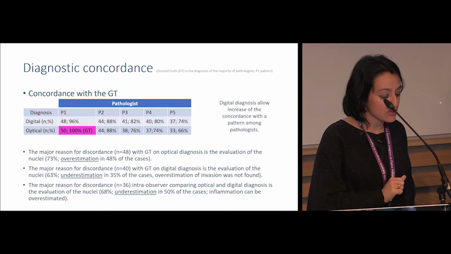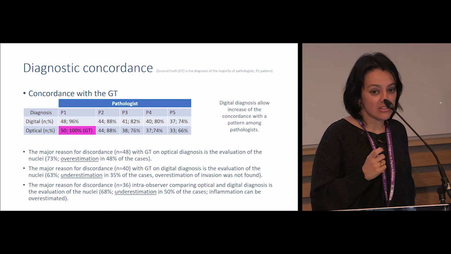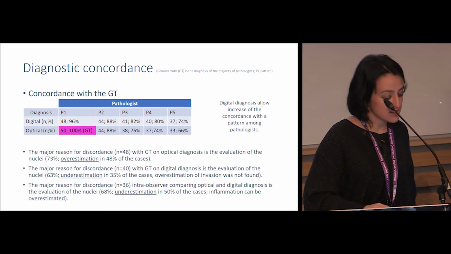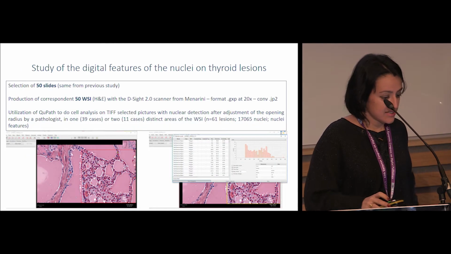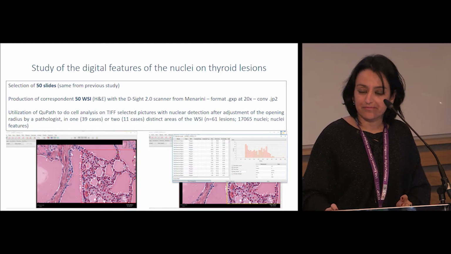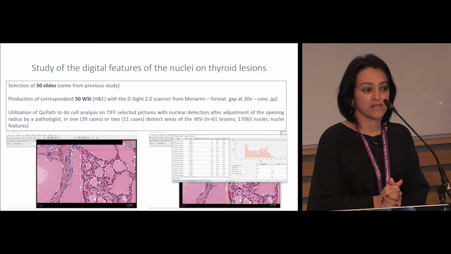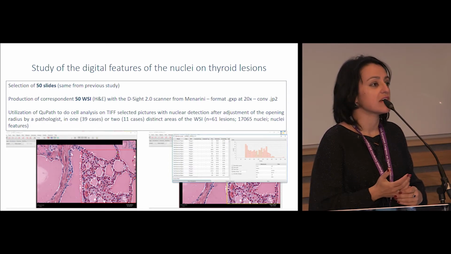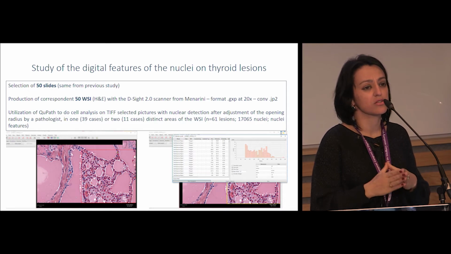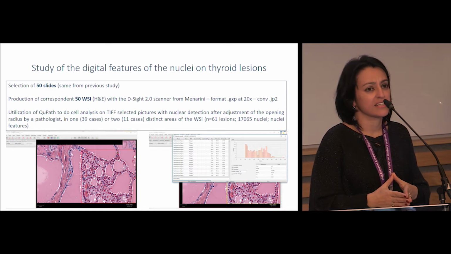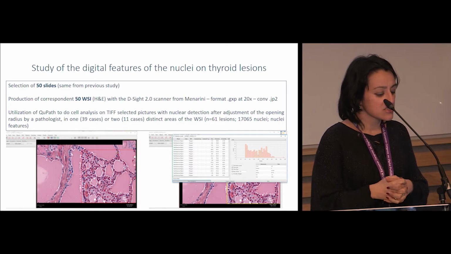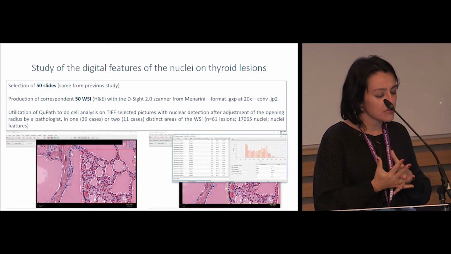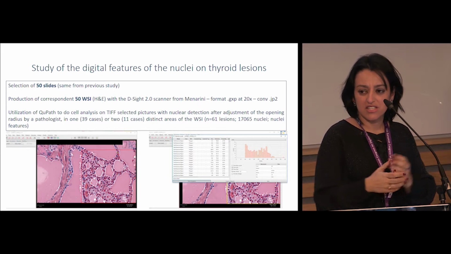The major reason for discordant inter-observer results was again the nuclei, and for underestimation again. Then we decided to do another thing. We realized that for NIFT-P diagnosis we need to have a nuclear grading, which is something new in thyroid. We don't like it. It's an extra work that we have to do, this type of evaluation. So I decided to do some morphometric studies and see the other way around.